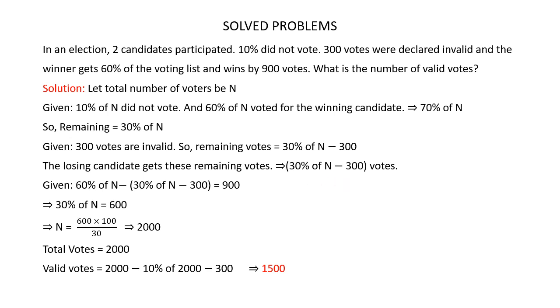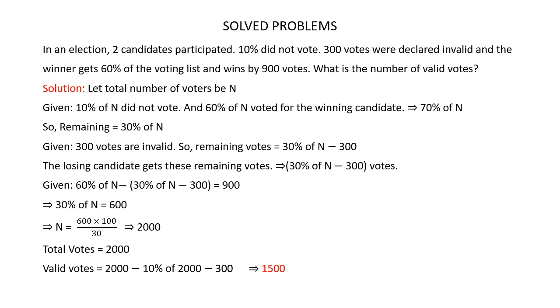Now it is given that the winner wins by 900 votes. We know that the winner got 60% of n votes and the loser got 30% of n minus 300 votes. So the difference between these two votes is 900. So 60% of n minus 30% of n minus 300 is 900. On solving this, we get 30% of n is equal to 600. On cross multiplication, we get n is equal to 600 multiplied by 100 divided by 30, which is 2000. So n is equal to 2000.